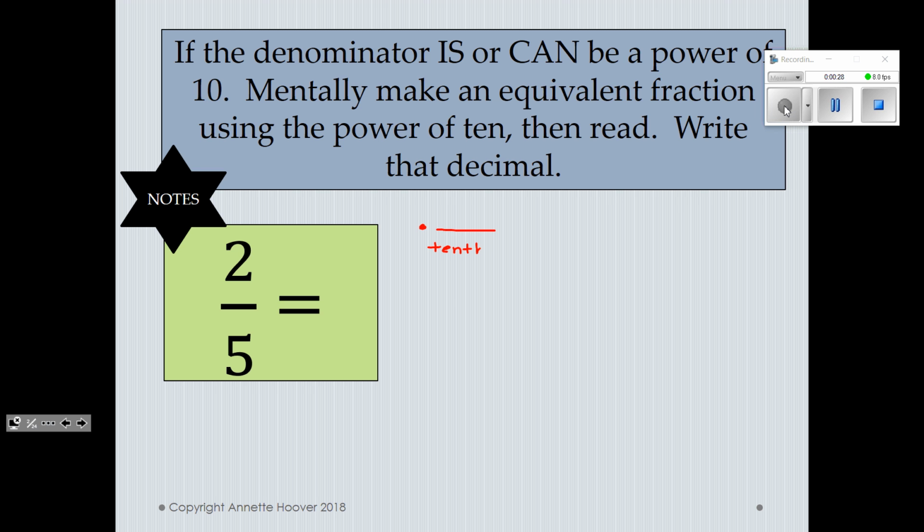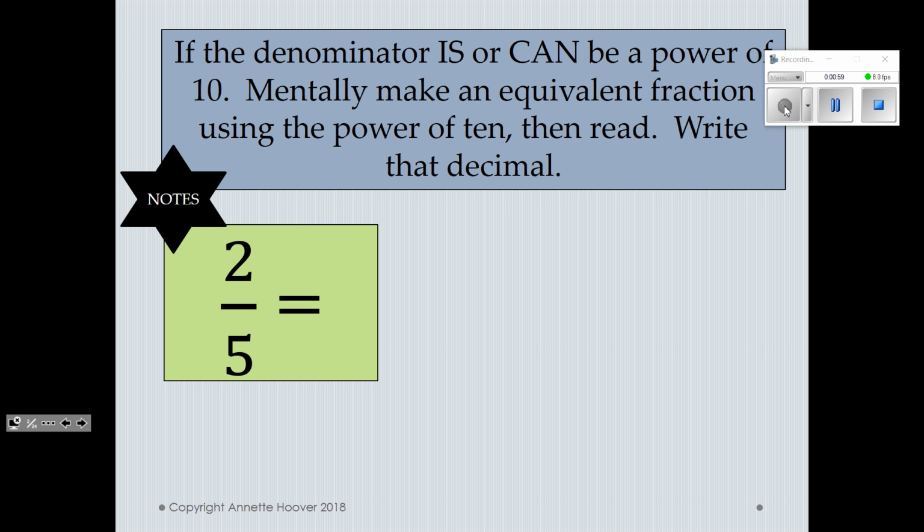So this is going to be fractions that have 10 in the denominator. The next is hundredths, and that is going to be where we have 100 in the denominator. Then we have thousandths, and that's when we're going to have 1,000 in the denominator. So if we can convert a fraction into tenths, hundredths, or thousandths, it's going to read exactly like the decimal, making it very easy to convert.